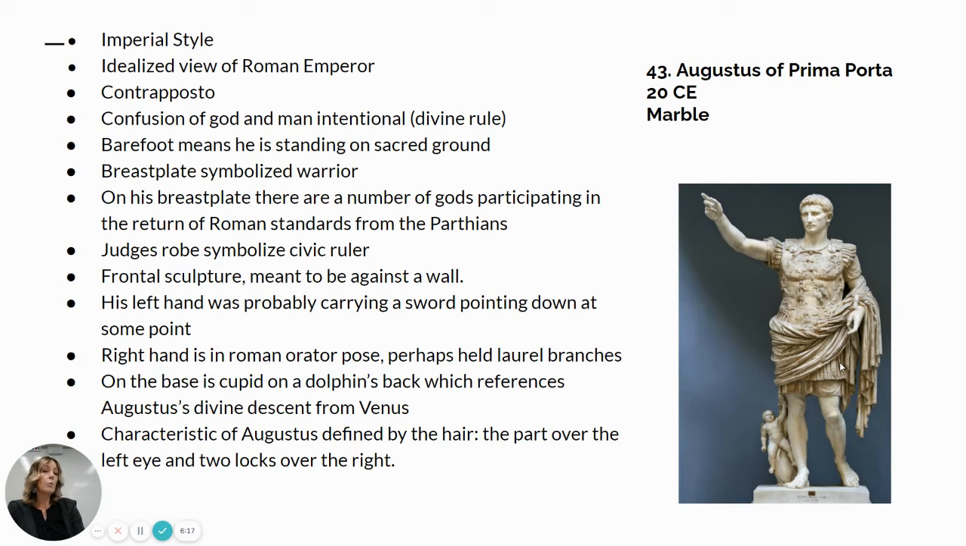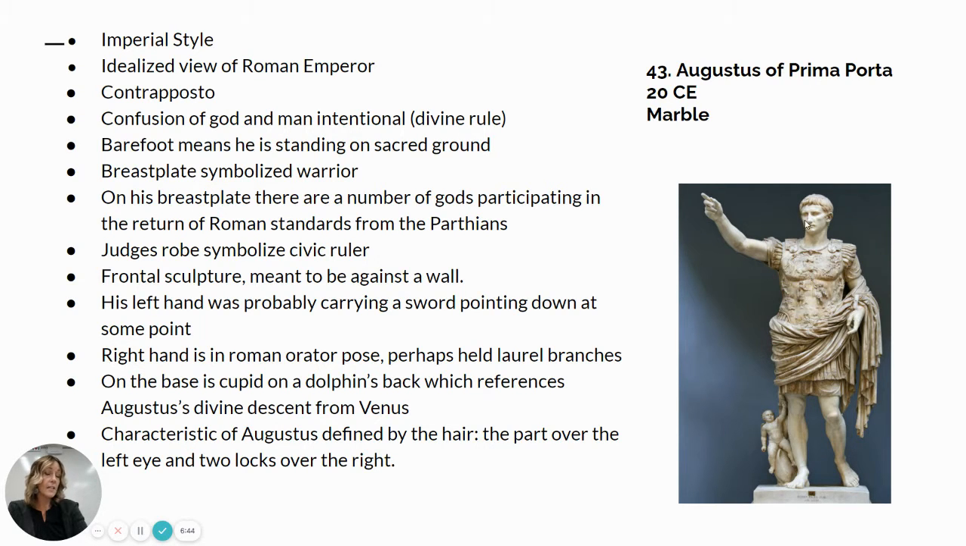Okay. Now we know that this is Augustus because there are a couple of things that symbolize what we know about Augustus, and specifically it's the hair. So the hairline and the fact that he has a lock of hair that falls over the right eye.